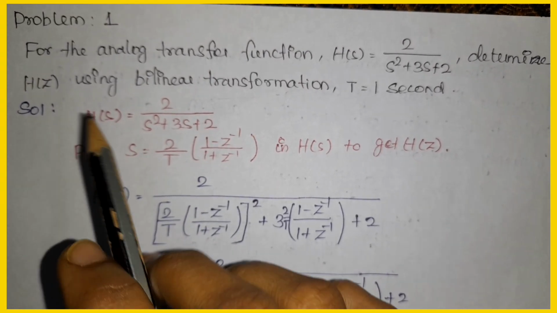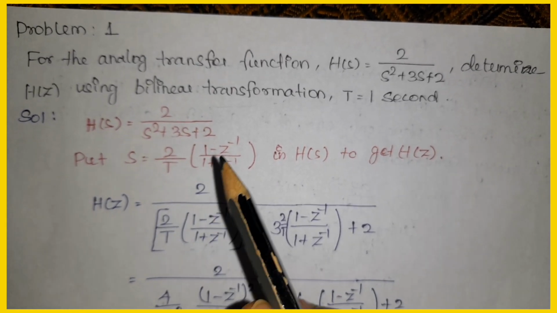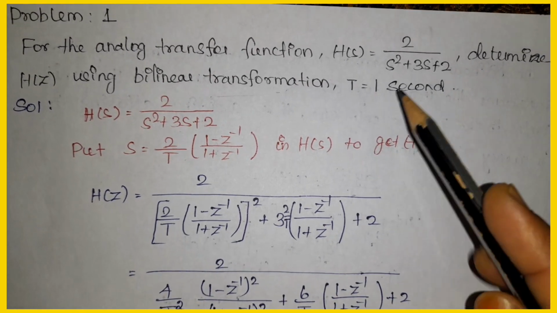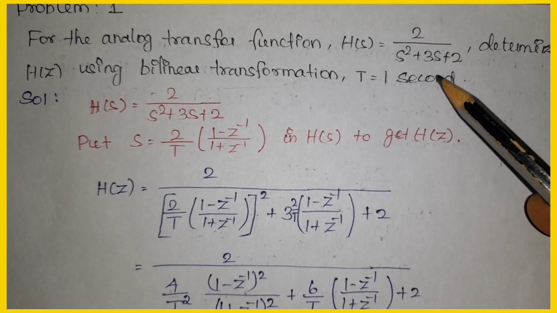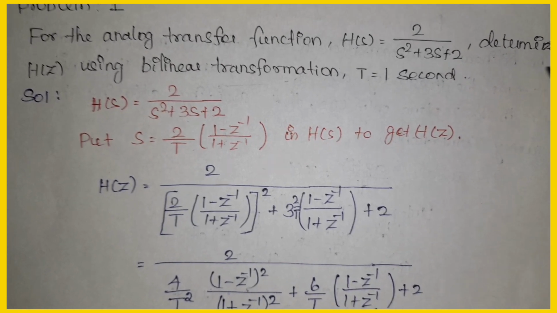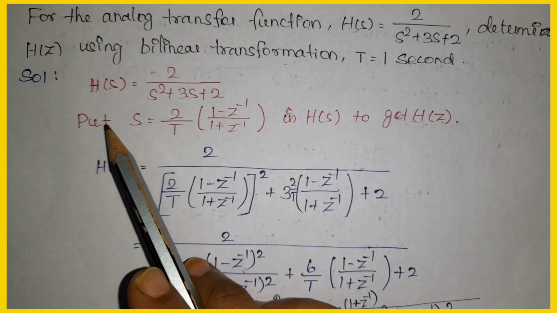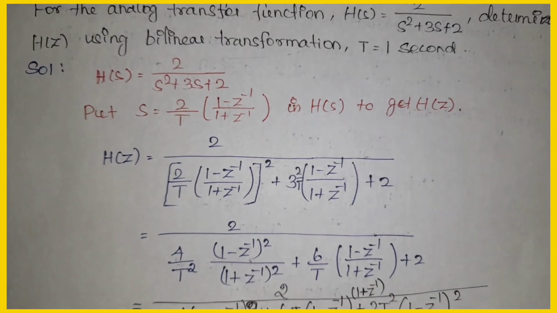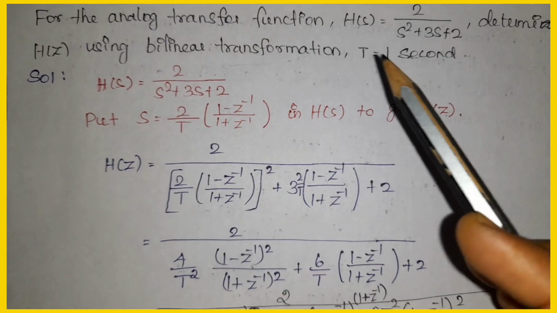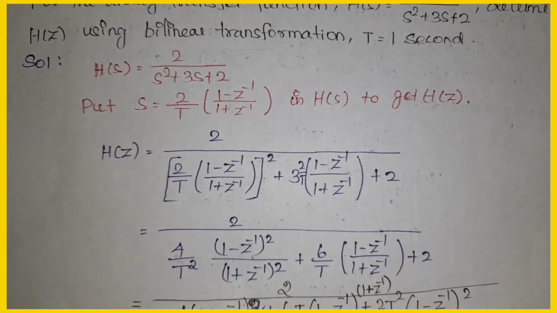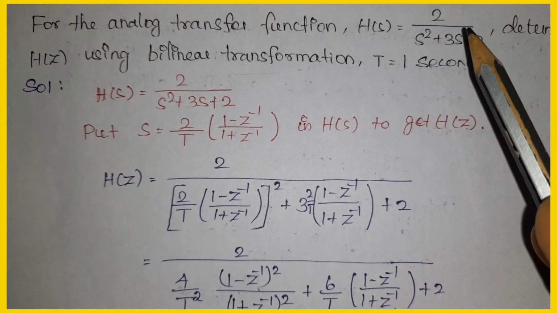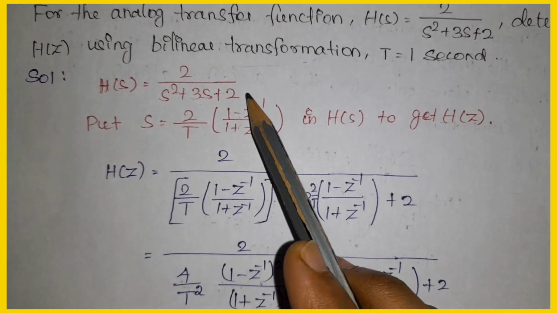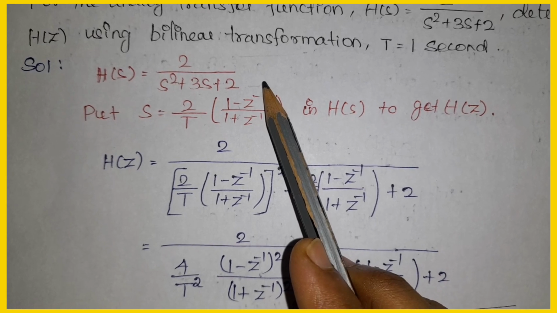Next let us see problem number 1. For the analog transfer function H(s) equal to 2 divided by s square plus 3s plus 2, determine H(z) using bilinear transformation. T is equal to 1 second. So solution, நமக்கு already main function H(s) find out பண்ணணும்.